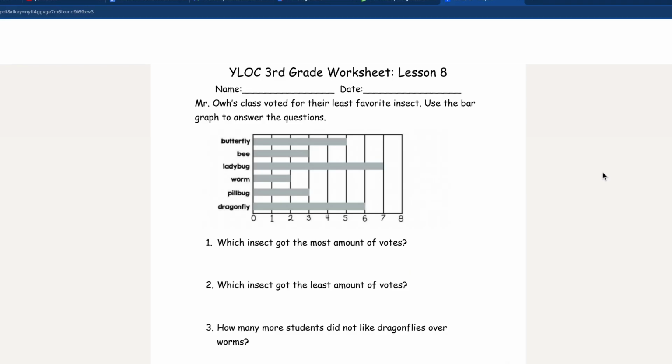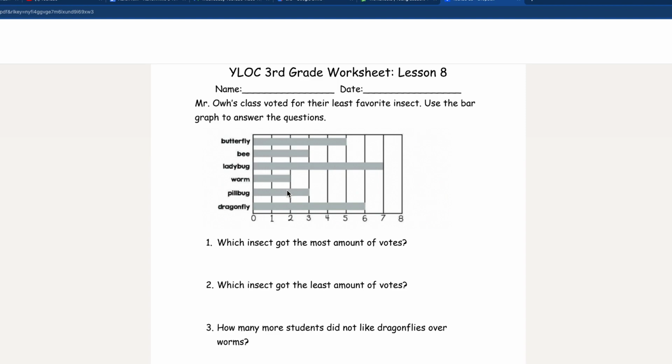This is third grade worksheet lesson 8, and we're going to start off with the first page. We have a graph which consists of a bunch of insects: butterfly, bee, ladybug, worm, pillbug, and dragonfly. The problem states Mr. O's class voted for their least favorite insect. Use the bar graph to answer the questions.